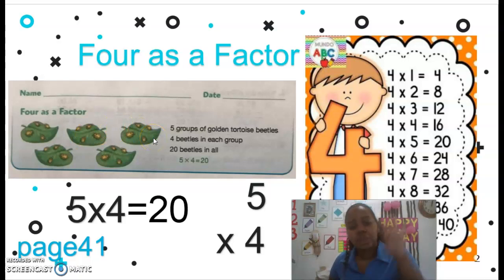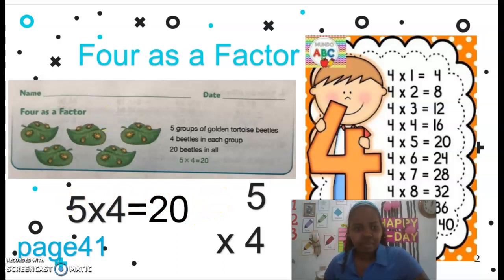And we have groups of 4 in each one of the leaves. Count the beetles. 1, 2, 3, 4. So we have groups of 4s in each one of them. So, the result is going to be 20. This one. 20 is the result. We are going to multiply 4 times 5. 4 times 5.